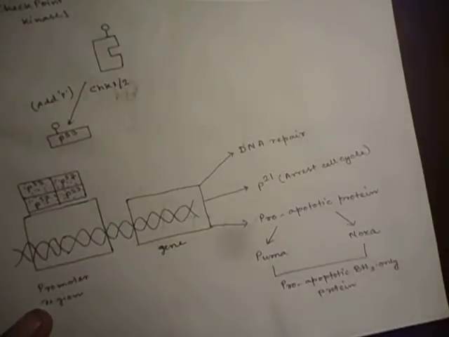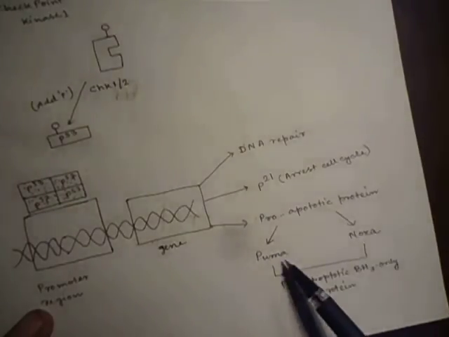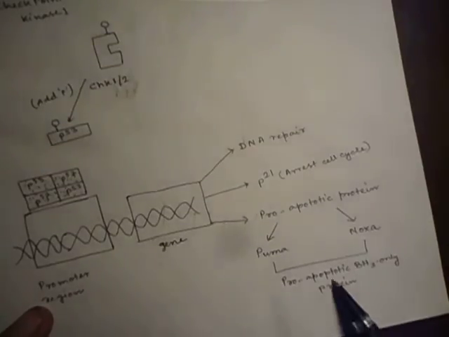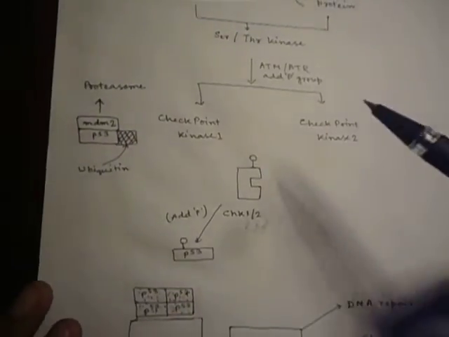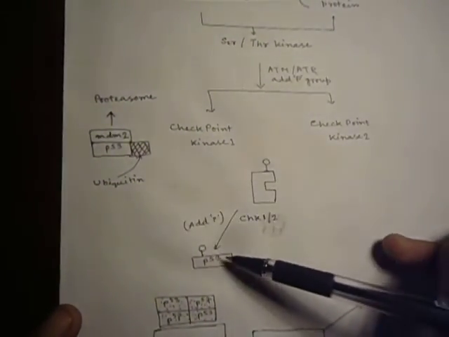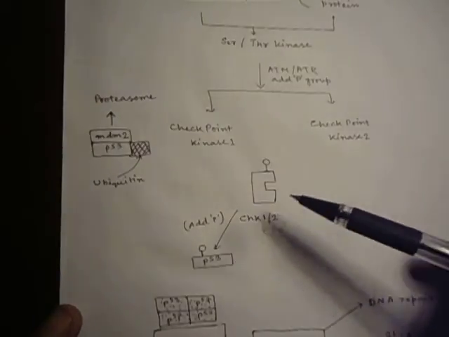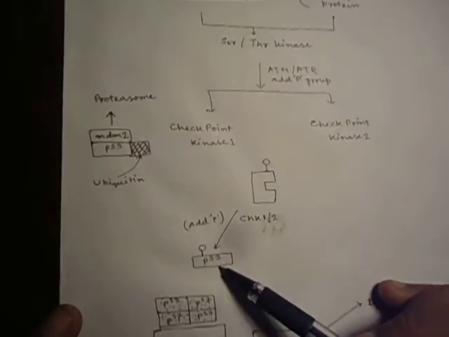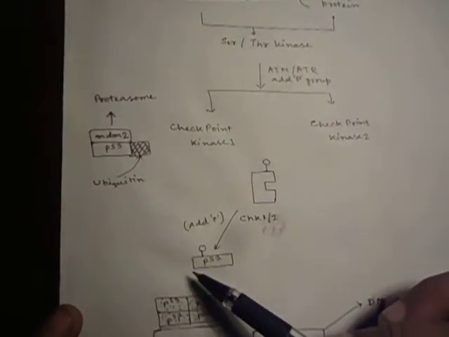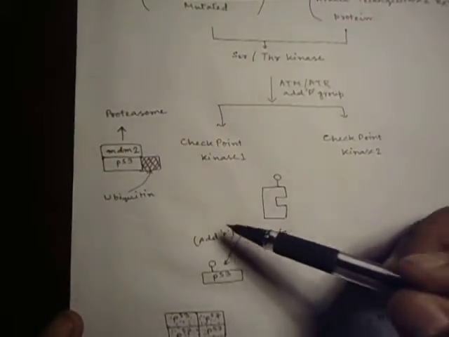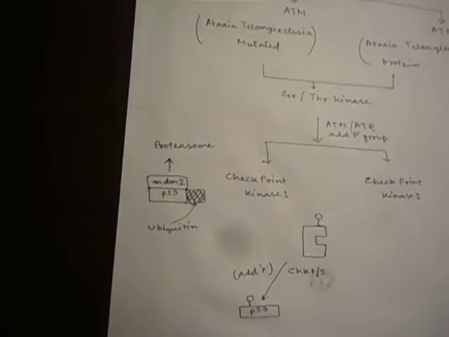If P53 sits on the promoter region many times for a much longer time and sees that no repair or arrest is working, then they push the cell toward apoptosis, and the pro-apoptotic proteins PUMA and NOXA, which are BH3 only proteins, will be activated. Generally, there is a P53 control mechanism. CHK1 and CHK2 add a phosphate group to P53. But generally MDM2 is bound with P53.